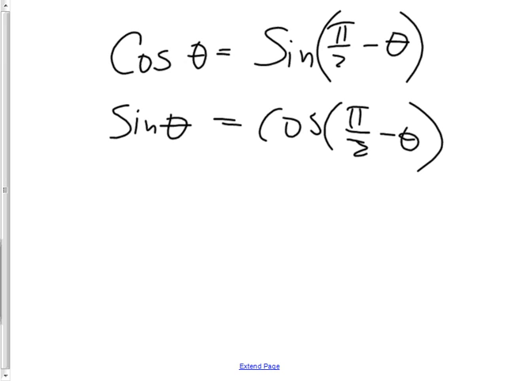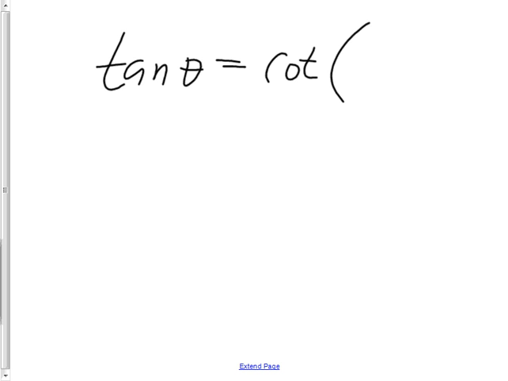Okay, and if you get that, then it should be a fairly short leap to get to here. Tangent of theta would be equal to what? Cotangent of what? Pi over 2, which is the same as 90, and then what? Minus theta. There you go.